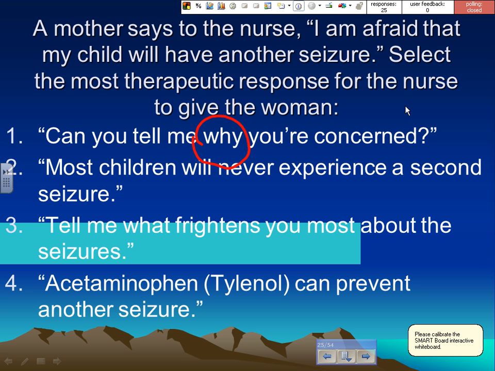In NCLEX land, they don't like you to ask the patient why because they consider that it's confrontational and it puts the patient on the defensive. Even though in real life you can certainly ask a patient a why kind of question and not be confrontational and be able to gather that information. But if that option in a therapeutic communication question contains the word why, don't pick it. Because there's got to be one better.